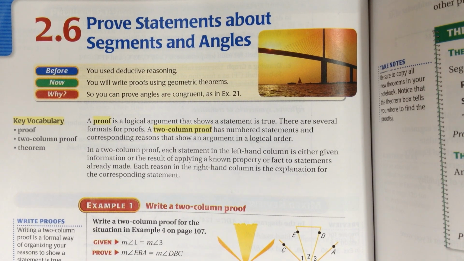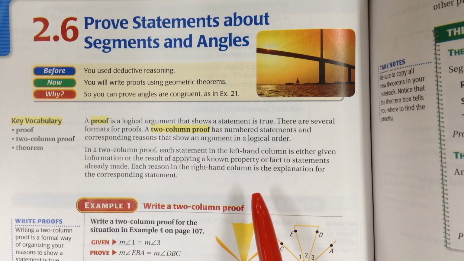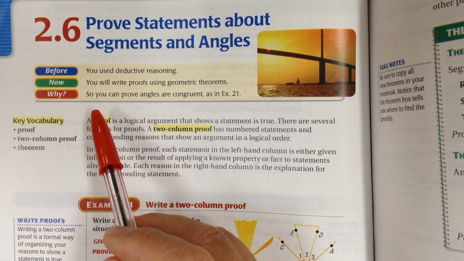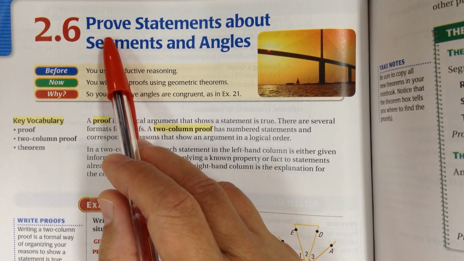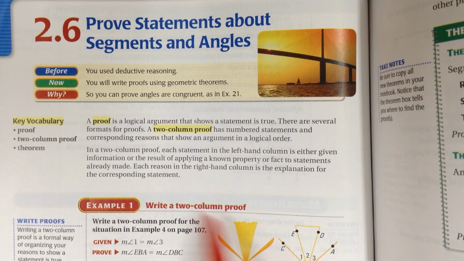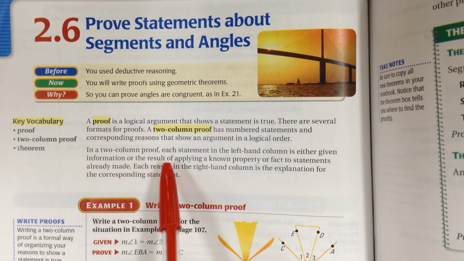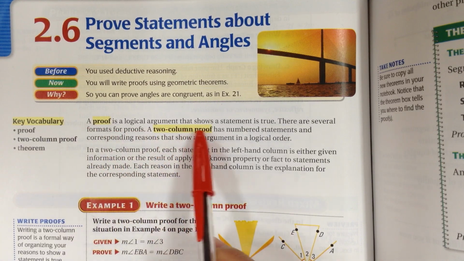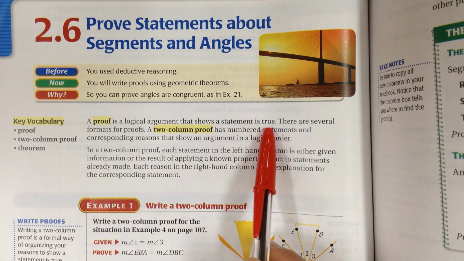Let's go to page 112, okay, page 112, and this is lesson 2.6. This lesson is about how to prove statements about segments and angles. Okay, so let's go over what a proof is. A proof is a logical argument that shows a statement is true.